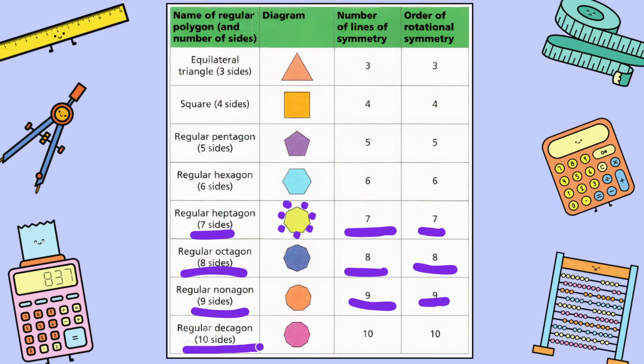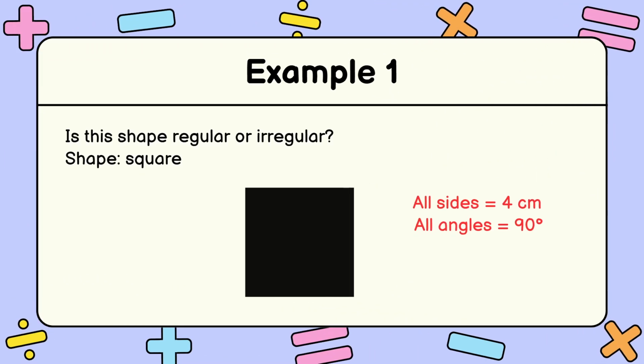Then a decagon is a shape that has got 10 sides. Number of lines of symmetry: 10. Order of rotational symmetry: 10 also. Now let us move to do a few examples.